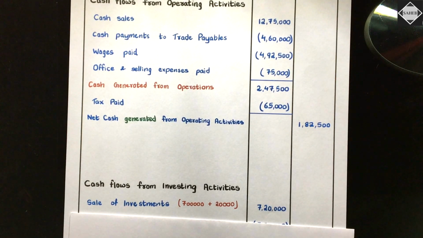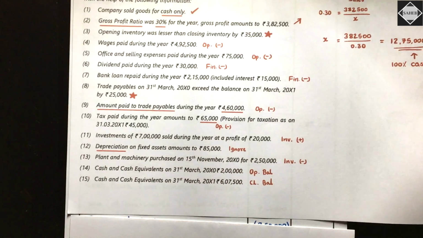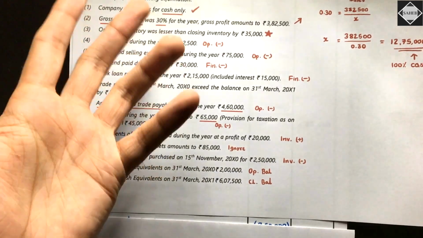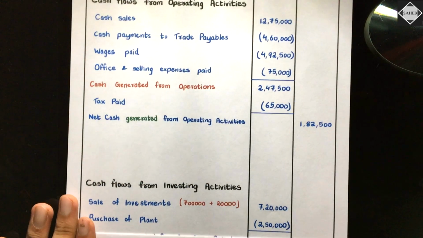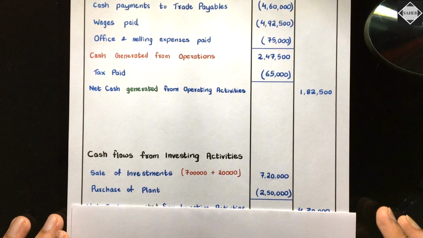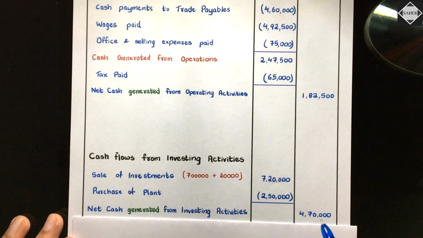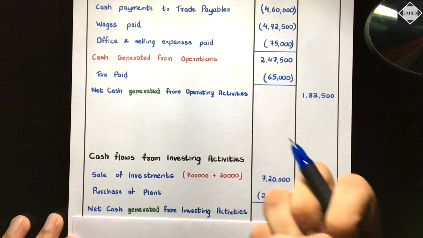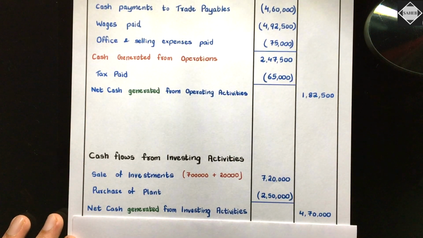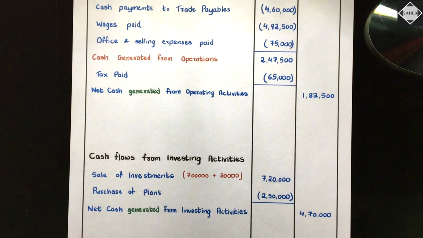Next, we have purchased a plant. For how much we have purchased? We have purchased for 2,50,000, isn't it? Yes. So we have to subtract because we have paid the money to purchase the plant. The purchase of plant minus 2,50,000. Clear? So that's all, nothing else. So that's equal to 4,70,000. This is the cash that we have generated from investing activities. Is it clear? Okay.